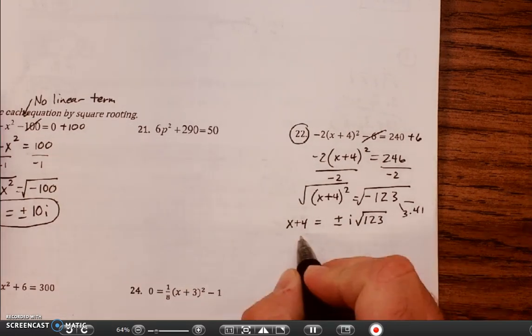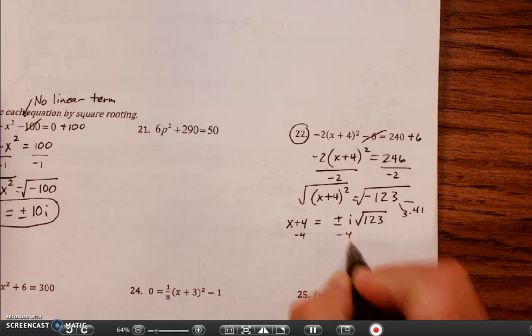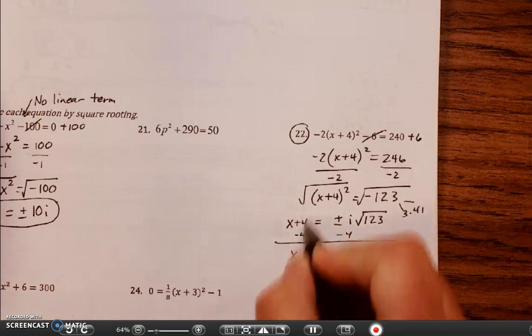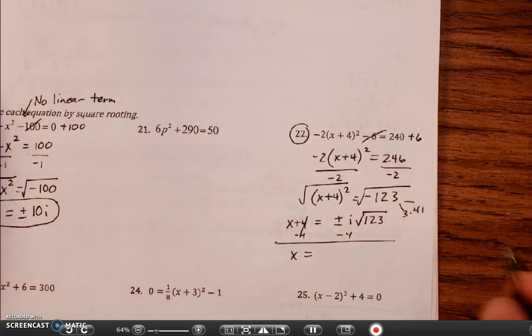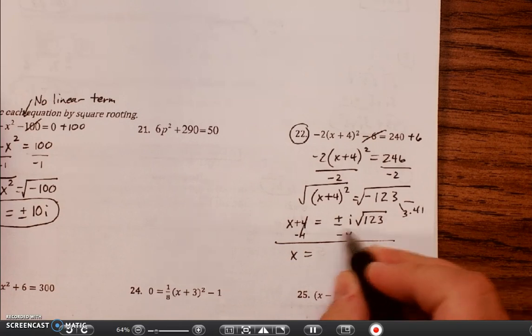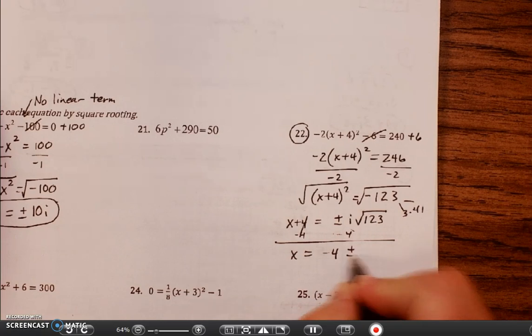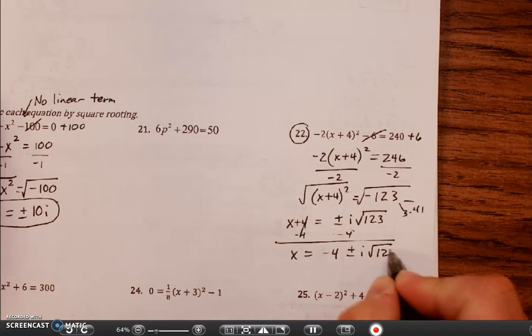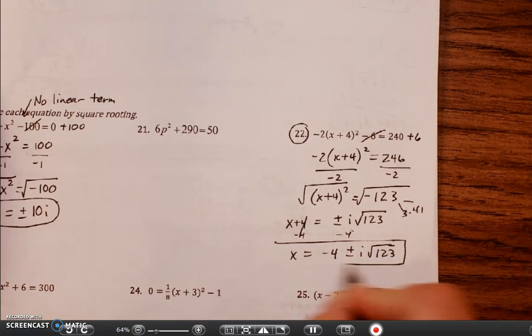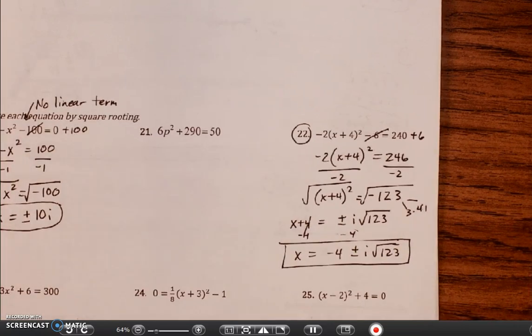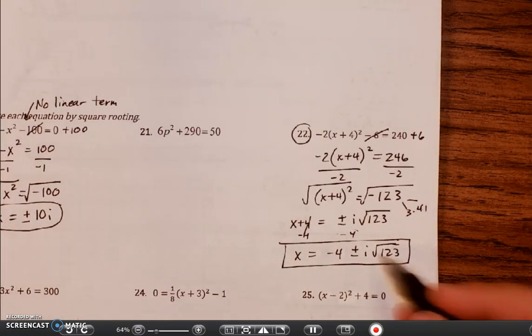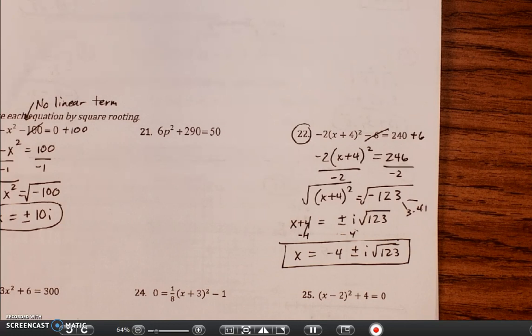So the last thing I need to do is subtract 4 on both sides. So x equals, that would cancel out. Now these things, one's a real number and one's an imaginary number. So we're going to have negative 4 plus and minus i radical 123. There's your final two answers. Those are two different answers, and I can't do anything with them. That's as good as it gets.